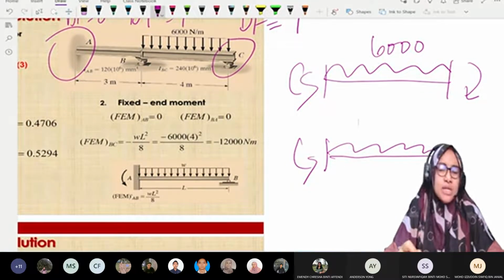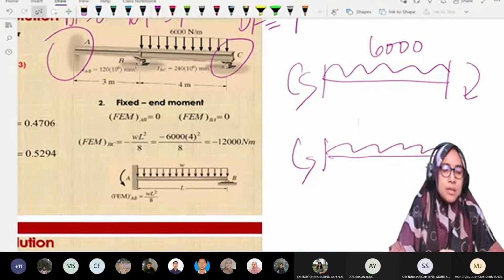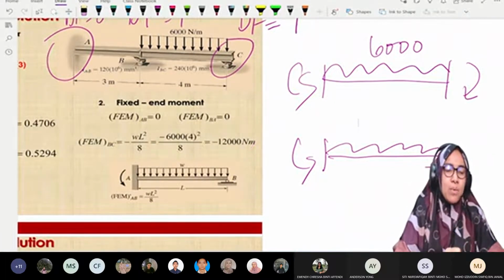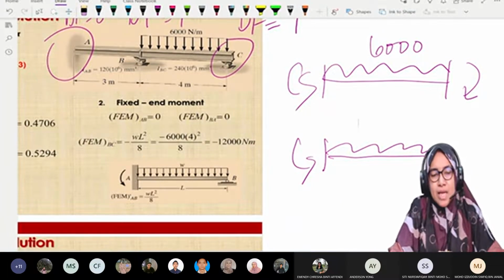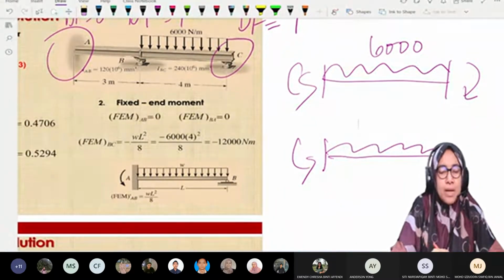You have to tengok condition lah. If you use yang ni, yang atas ni, okay, both has moment. Both has moment means kita dapat kat sini bukan negative 12,000 ni, bukan. Okay, if we refer to the formula yang bawah ni is WS squared over 8. Yang ni memang formula given in the textbook. For one end fix, one end roller or pin, you memang akan dapat kat sini 12,000.